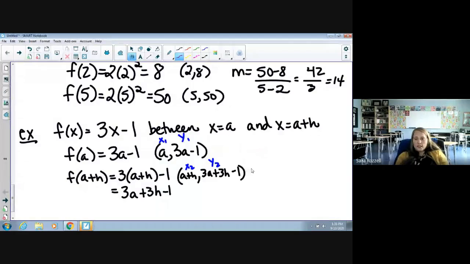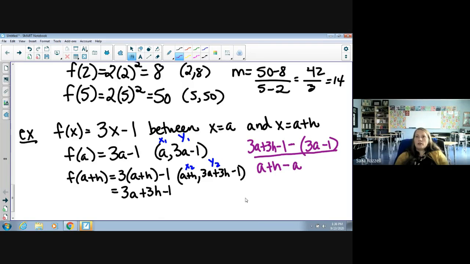Yeah, I feel you. So we got 3a plus 3h minus 1. That's our y2 minus 3a minus 1. I put it in parentheses because it had two terms. So that's y2 minus y1. I just rewrote those. Everybody okay with that part? Just like a slope, y2 minus y1. All right, now the bottom is going to be x2 minus x1. x2 was a plus h. x1 was a.